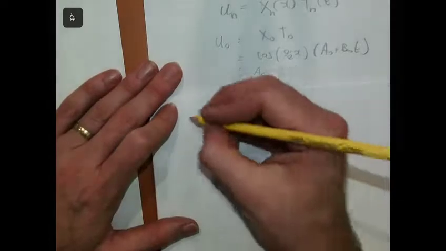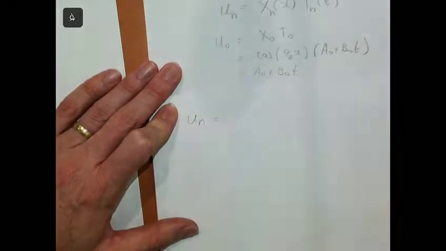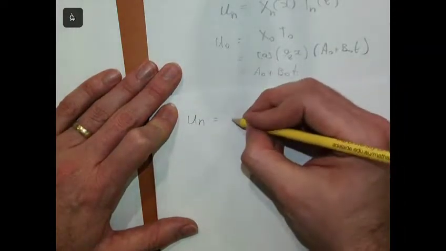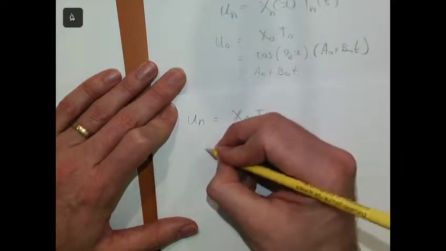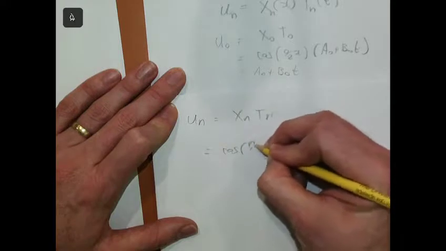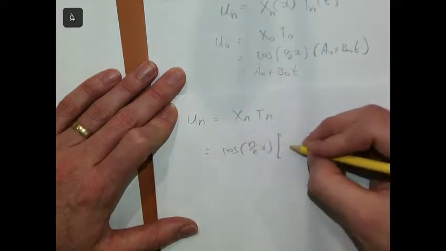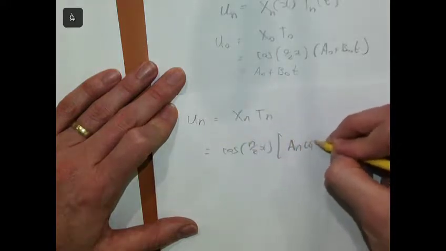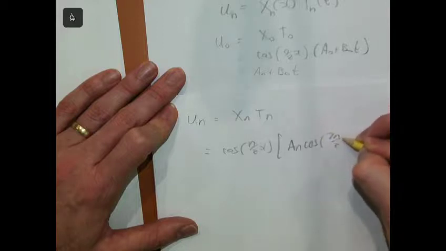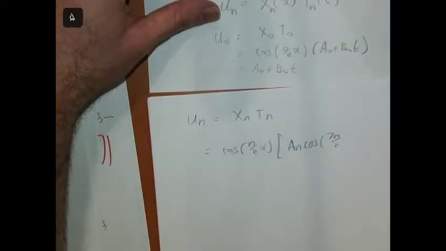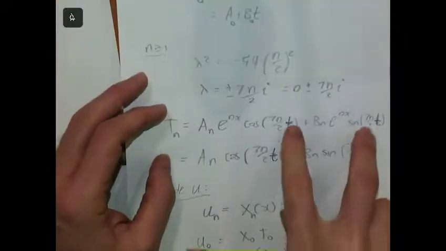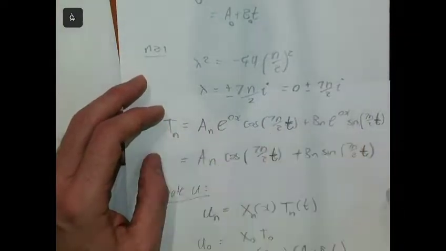And my un is my Xn Tn, and my Xn was cos n on 2x, and my Tn was an cos 7n on 2t. Sorry, these are T's. Always do that wrong. Back here, they're not x's, they're T's because they go with the capital T.